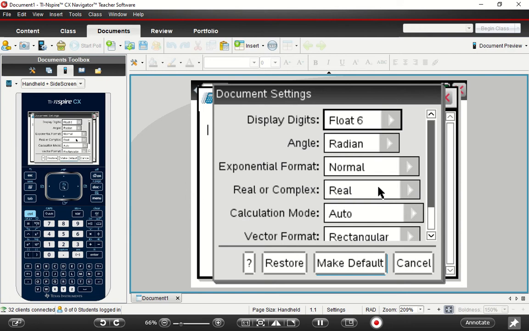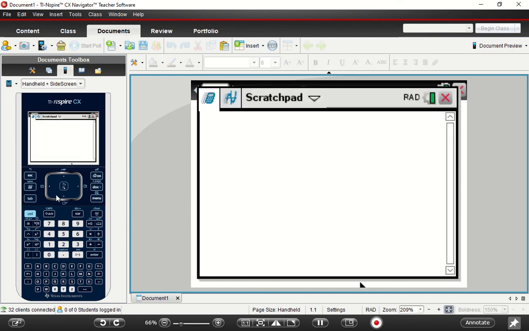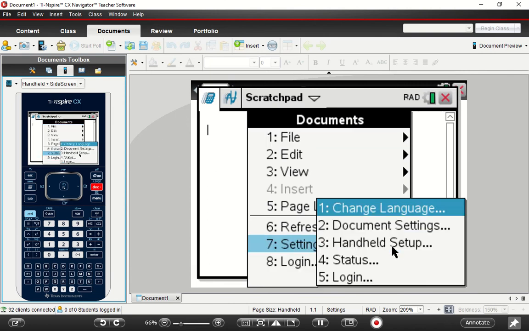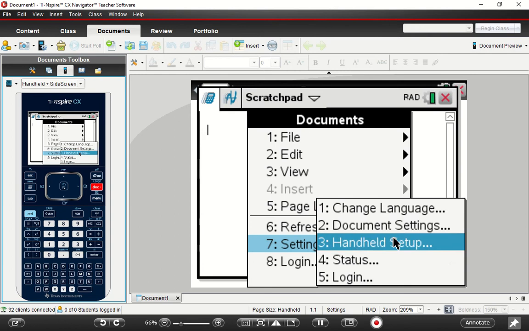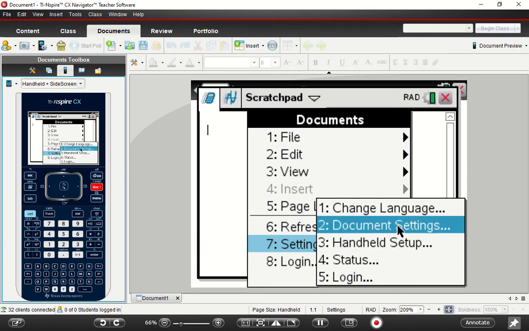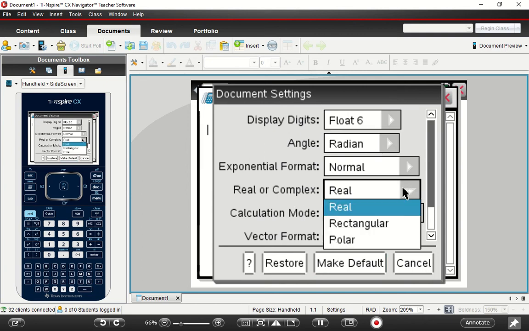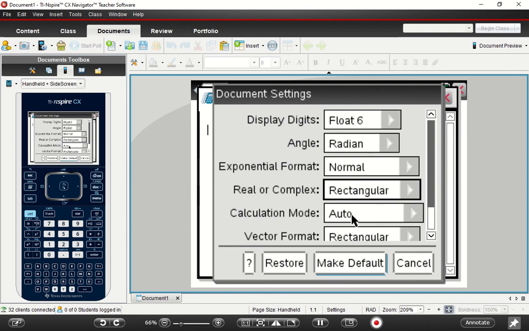No? You're not there yet? Okay, are you in Scratchpad? Did you open up Scratchpad? Okay, now hit Doc, Settings, so that's number 7. And Document Settings, number 2. See where it says real or complex now? It says rectangular. Okay, you're right, it says rectangular. So, I set it for you guys already. If you want it to actually work, it has to be in rectangular.